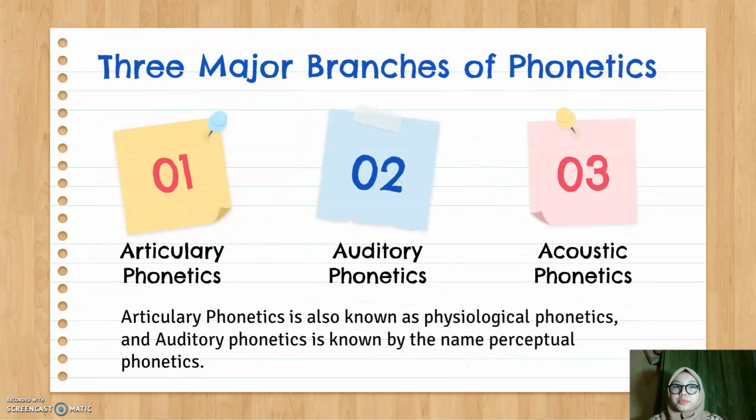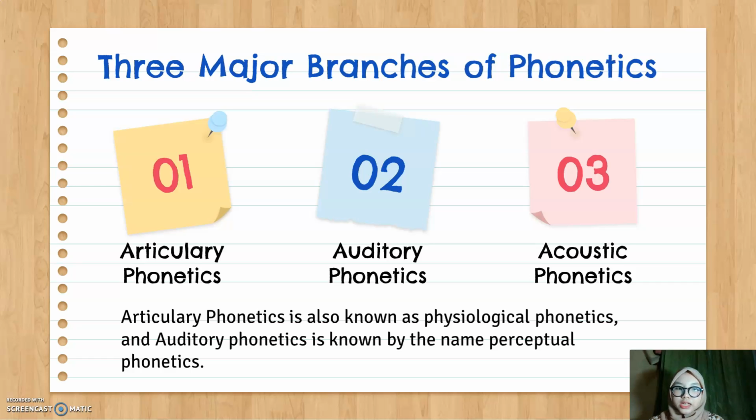There are three major branches of phonetics. The first is articulatory phonetics. It studies how the outgoing air stream is regulated along the vocal tract to form various speech sounds. The second is auditory phonetics. It studies how speech sounds are heard and perceived.